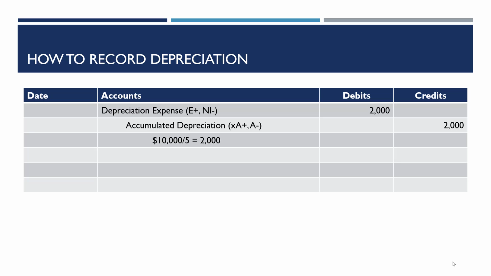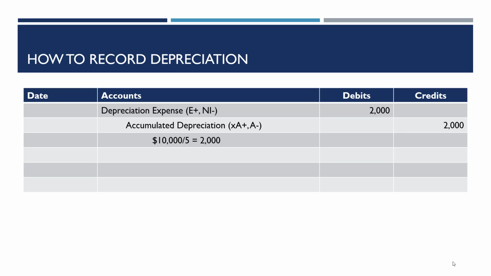The journal entry to record depreciation is very easy to remember. Debit depreciation expense, credit accumulated depreciation. So remember that truck cost $10,000, 5-year life, $2,000 a year. So each year you would debit depreciation expense and you would credit accumulated depreciation.